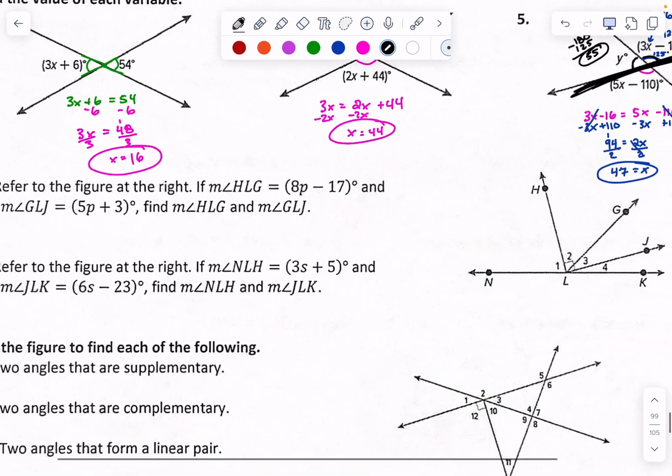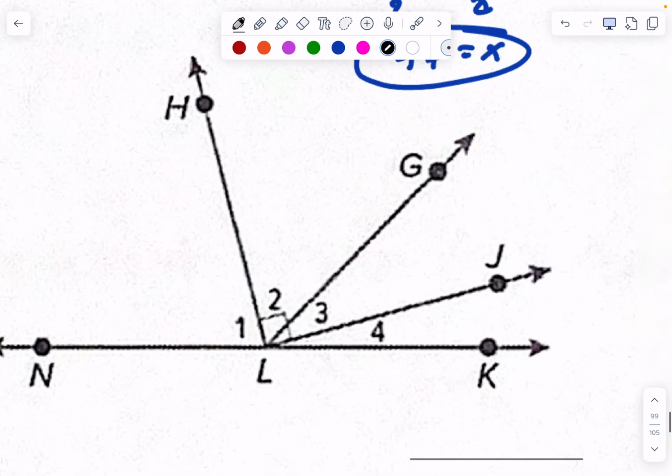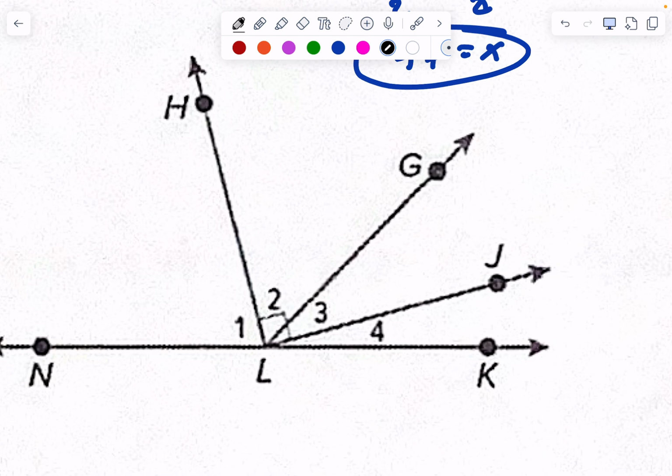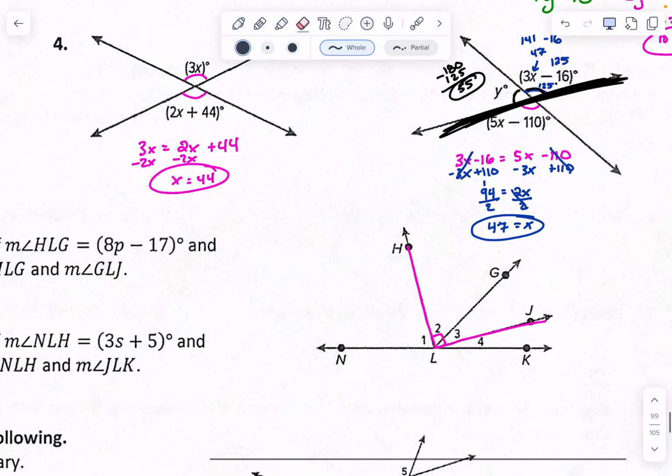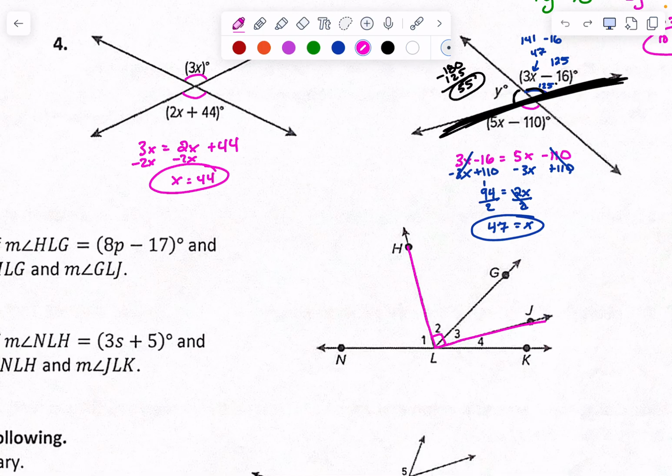Figures at the right. This is stuff that is not already labeled. They do have a little label on here, and it is this box. So what does that box tell us? That means it's a right angle. So only angle 2 and angle 3 add up to be 90, not 2, 3, and 4. HLG is this guy right here.